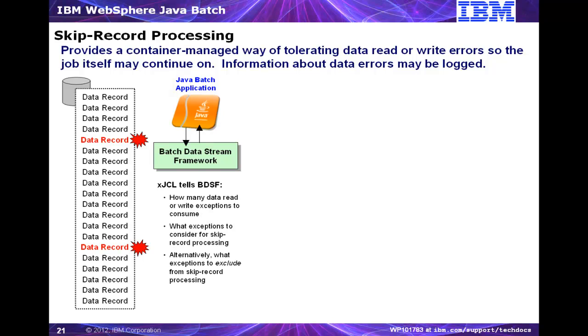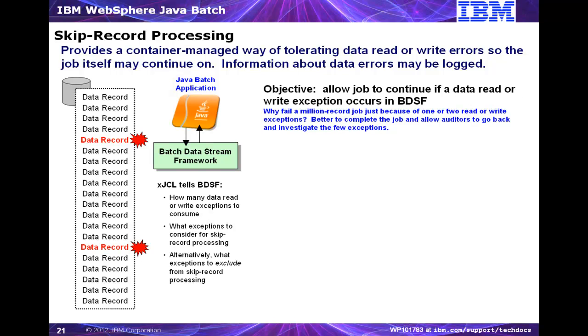Properties you code in the XJCL for the job tell the container how the skip record processing is to behave. For example, whether record skipping will take place, and if so, how many records may be skipped before exceptions are passed up to the application, and what exceptions to include or exclude from consideration. The purpose of this feature is to allow a job to continue on when an occasional read or write exception occurs. Failing the whole job because of a rare read or write exception would mean a lot of time is lost manually restarting the failed job.